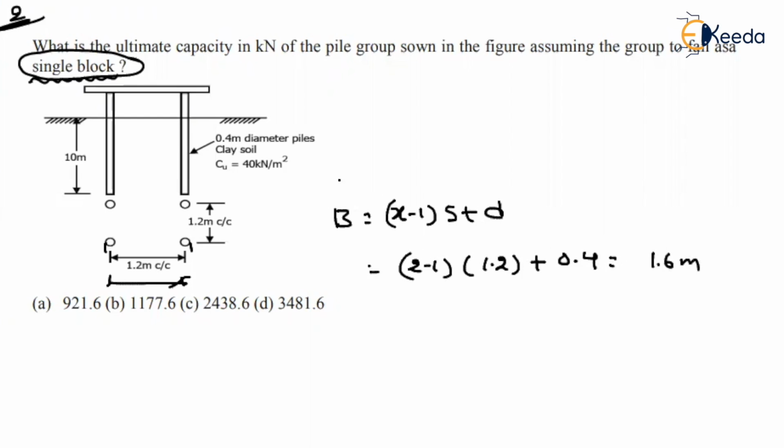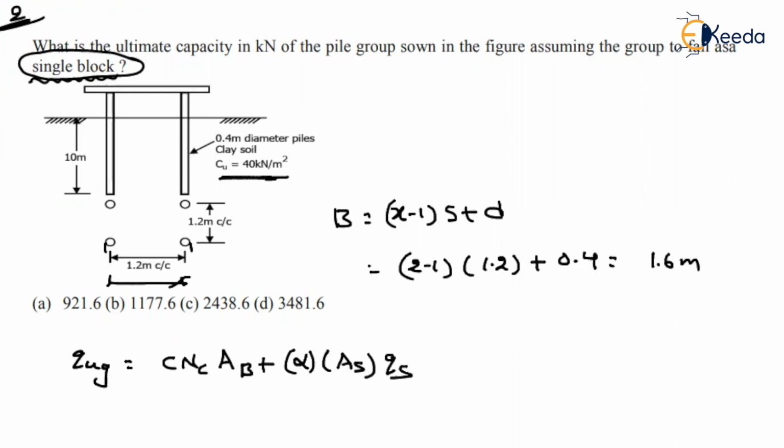Is it a clay or which type of soil? It is a purely clay soil. So what about the capacity in group? That will be equal to the end bearing resistance. What is the end bearing resistance? That is nothing but c Nc into Ab, plus what about the frictional resistance? That will be equal to alpha into the surface area As into the frictional resistance, let us say Qs.